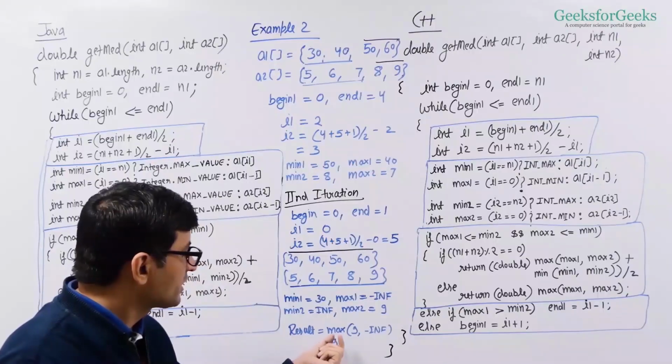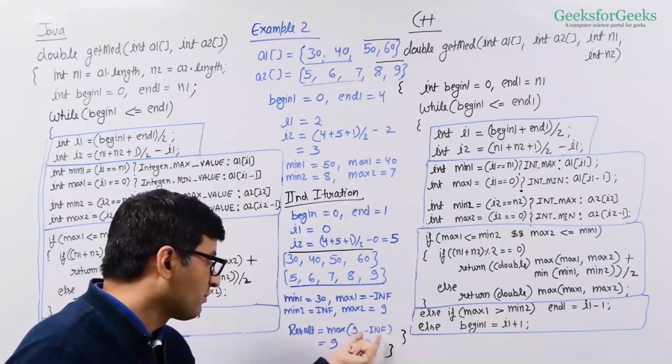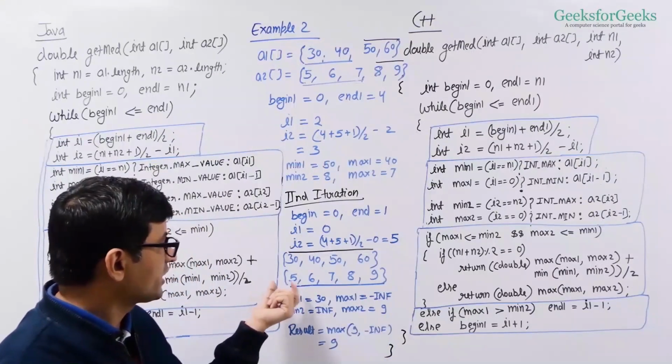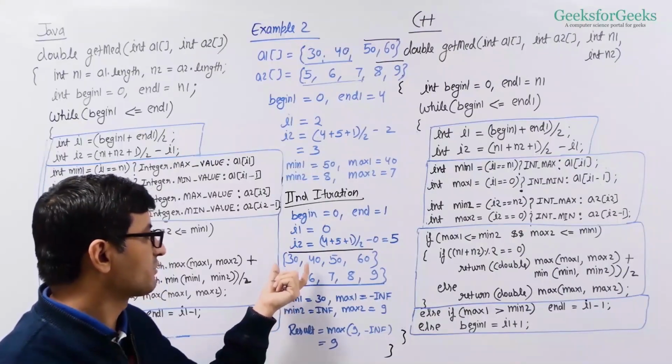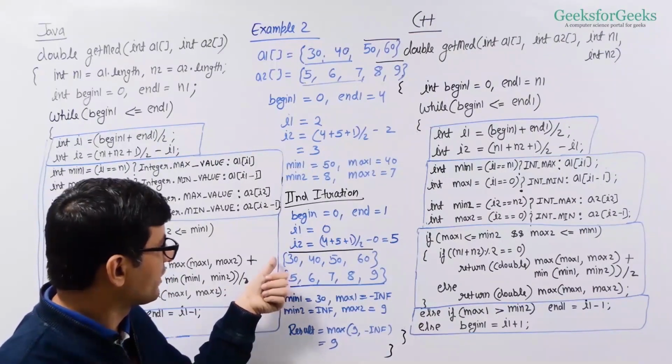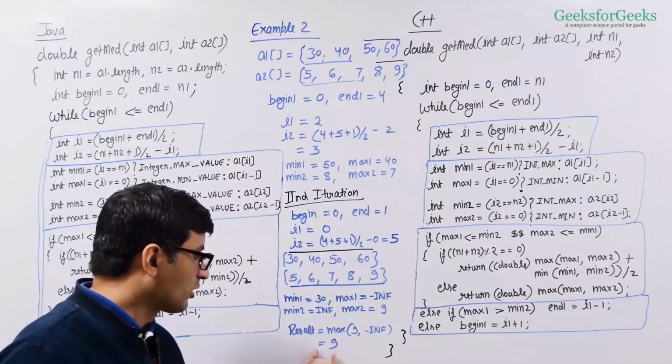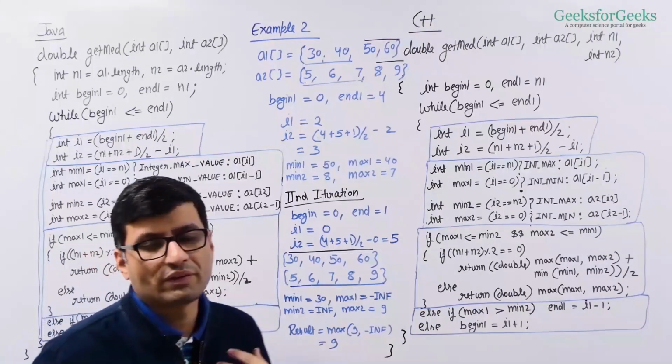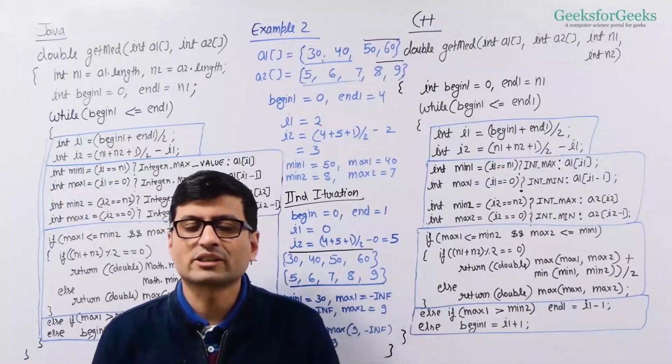So the maximum of the left side is here, the maximum of 9 and minus infinite, because this particular array does not have any left side. So we have minus infinite for this array. So our overall result is 9. That's how we find out the median for this particular example.